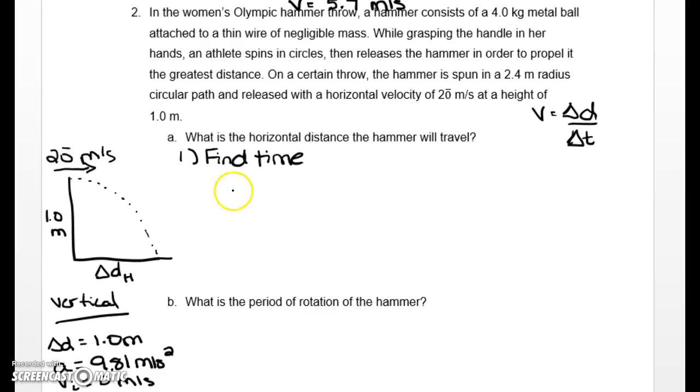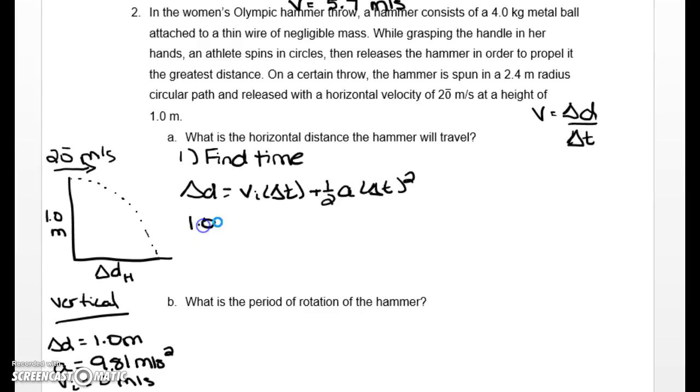So let's find time. Look at your equation. We are going to use delta D is equal to your initial velocity times the change in time plus 1/2 times your acceleration times the time squared. Hopefully that rings some bell from the first unit. So now we're going to plug in all the information.